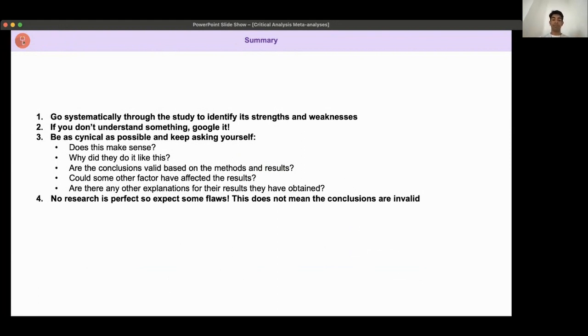And again, no study is perfect, so there will be flaws, but that does not mean the conclusions are invalid. You just have to decide whether the flaws are big enough to make you question the authenticity and the reliability of the study. Okay, let me quickly look at the chat now.